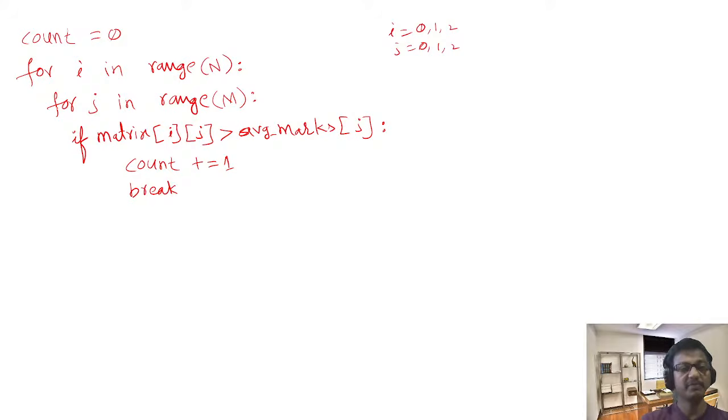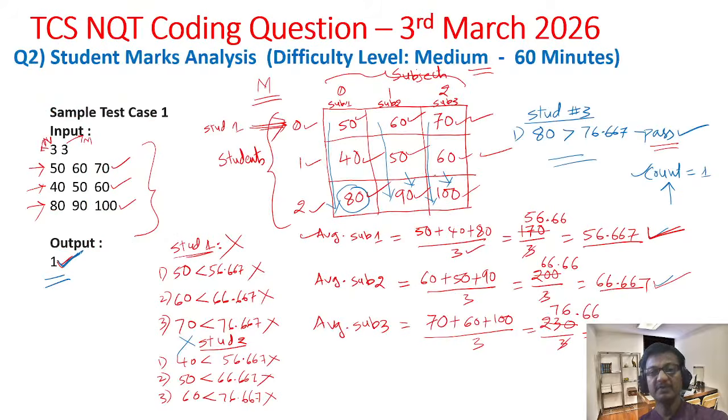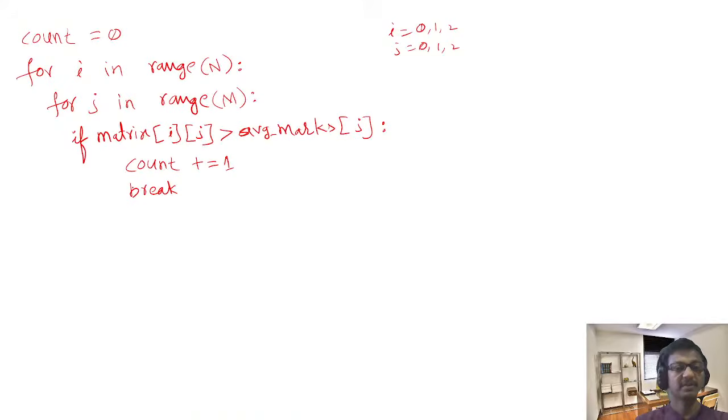When you say break, it breaks only from the inner loop. That means if the first student has passed in subject 1, we don't process further, we break, come out and go to the second student. The inner loop processes student 1's marks and compares them with the average marks of each subject. If he has not passed, then this if condition is not executed, j value will be incremented, and the next subject's marks are checked.